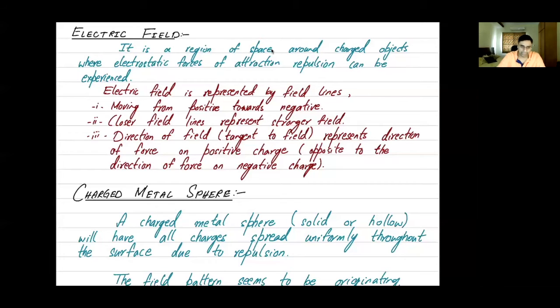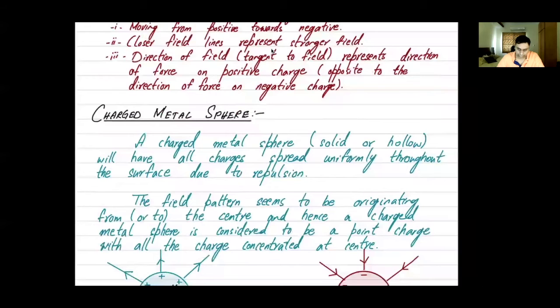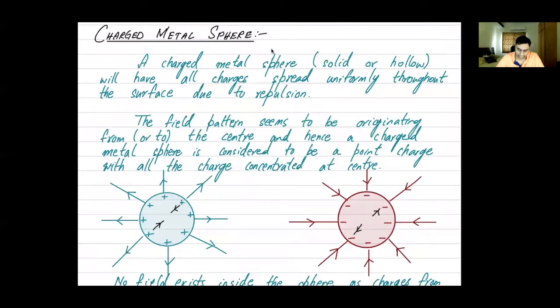The direction of the field basically represents the direction of force on a positive charge. So if you have a field being represented, you know that the direction of field would be the direction of force that any positive charge would experience being placed over here. And opposite to that would be the direction of force onto any negative charge. So that's the sign convention. If you put a positive charge over here, it will experience force the same as the direction of field, whereas if you have a negative charge, it will experience force opposite.